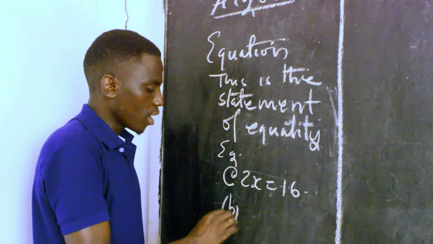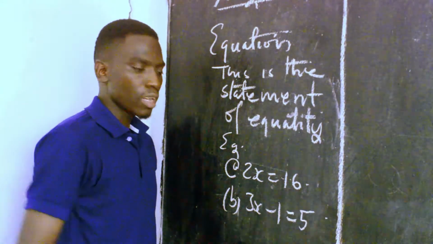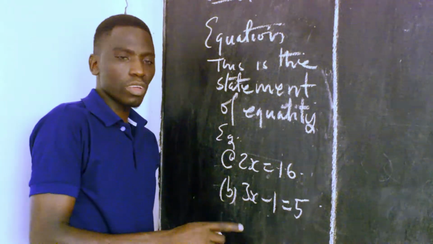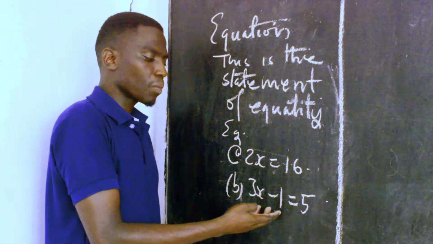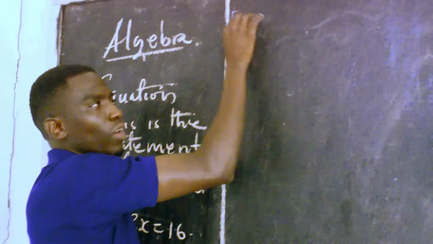Let's say B, you have 3x minus 1 is equal to 5. This also is an example of what? Of an equation. So in an equation we have an equal sign which separates two parts, the left part and the right part. But also we have another term.